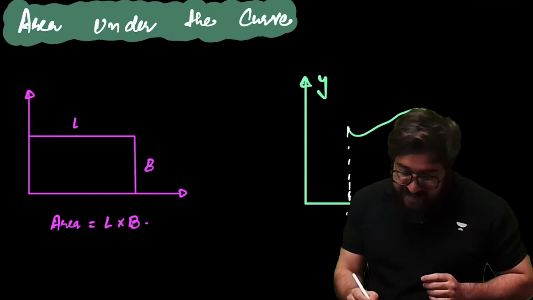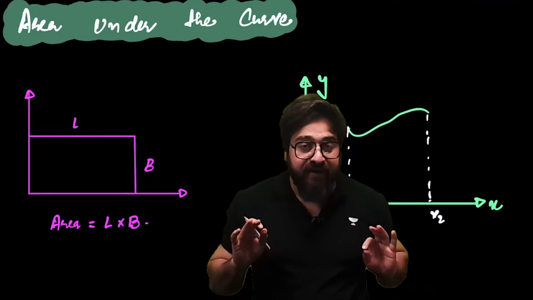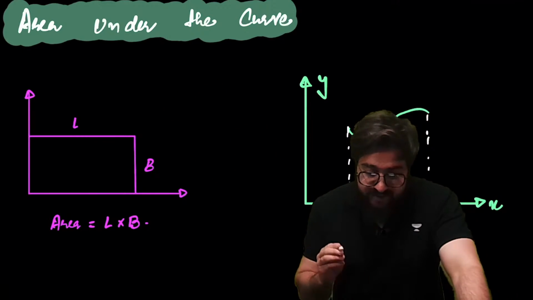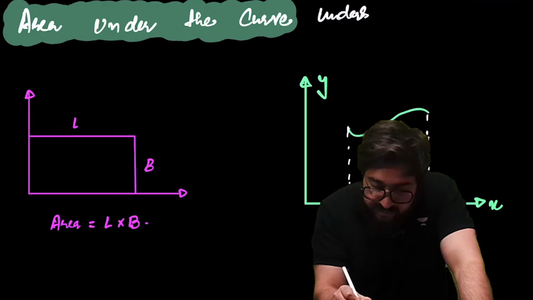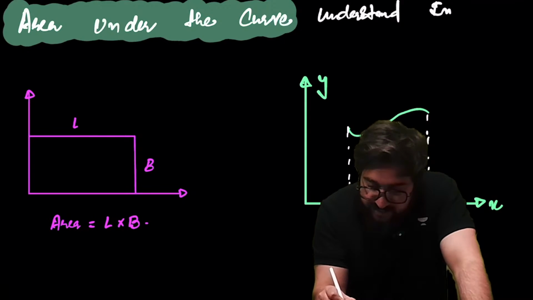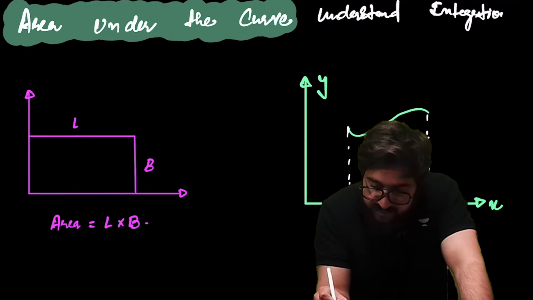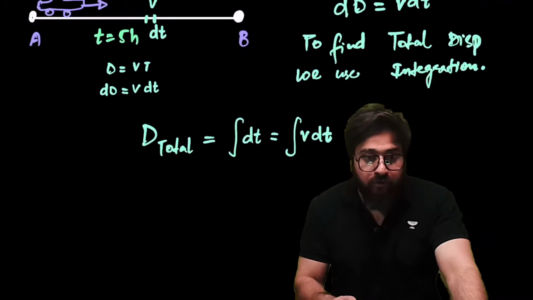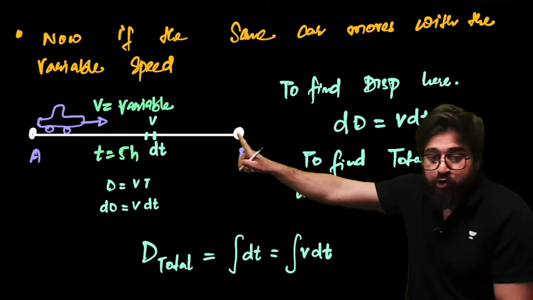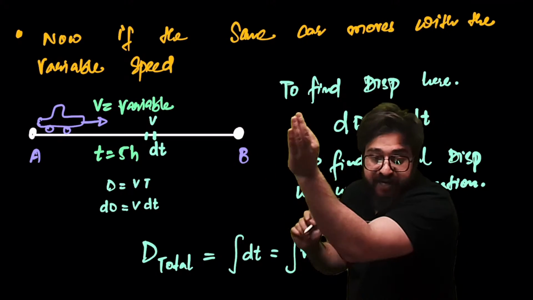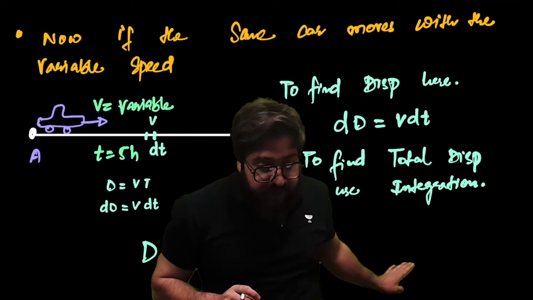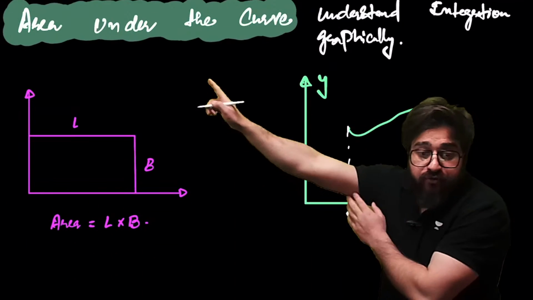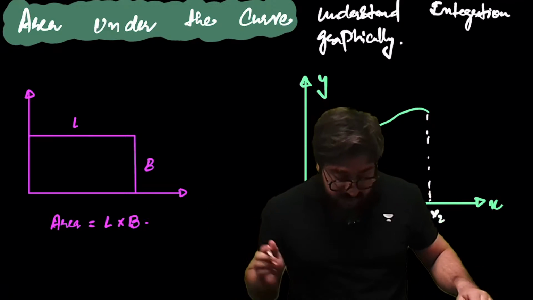Now, the point is area under the curve. Let me give you the feel of integration graphically. Over here, integration helped us to find the total displacement when the speed was variable. My dear friends, in the case of graphs, how do we understand integration?